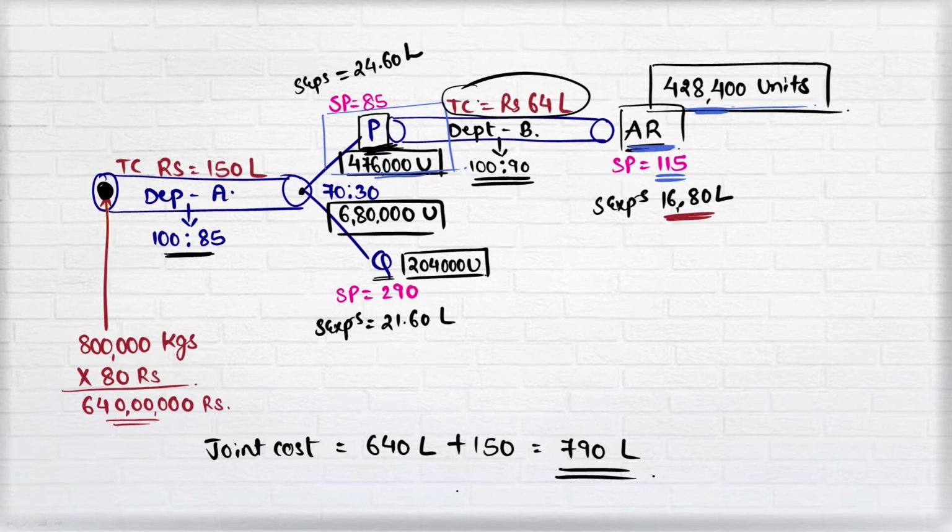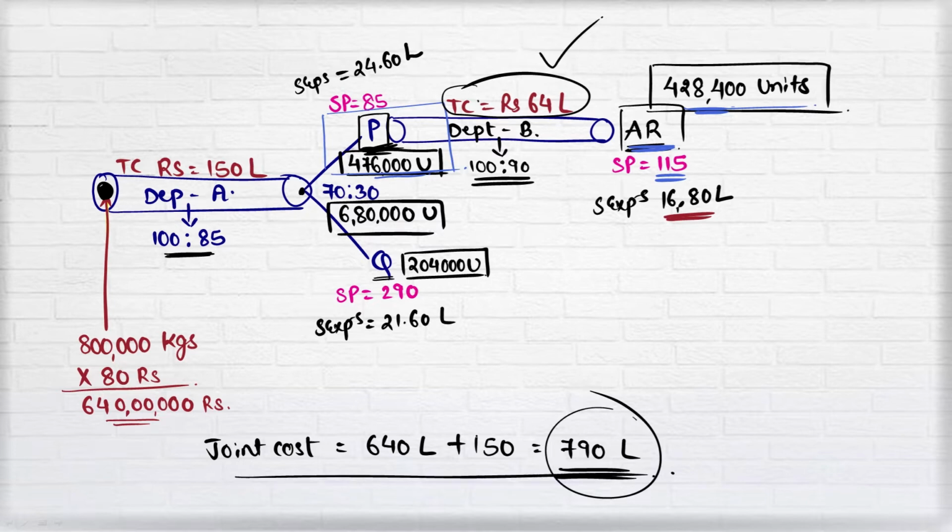Last time, why have I not considered this cost? Joint cost. A portion of joint cost is attributable to product P and product AR. Yes. All right. It is attributable to product P and AR. Then why am I not considering it? It is not relevant for this decision making. Whether I further process this or not, this cost is going to be incurred. It is irrelevant for this decision making. This decision is not going to change this cost. So it is irrelevant for decision making.